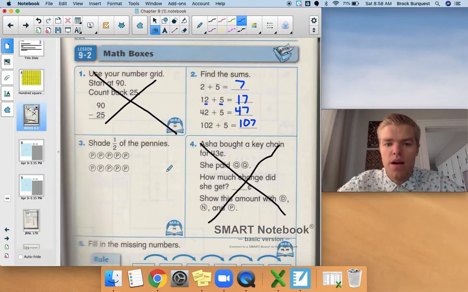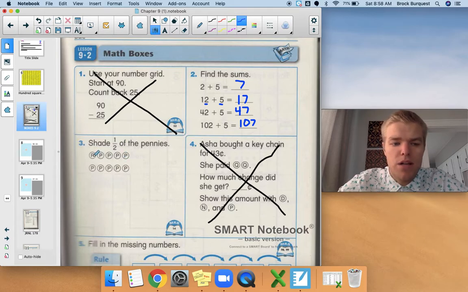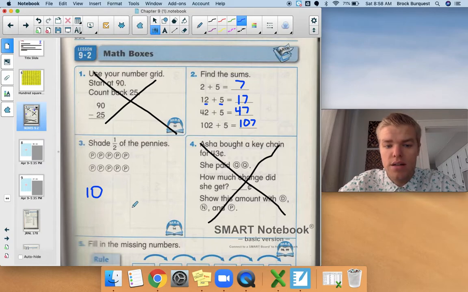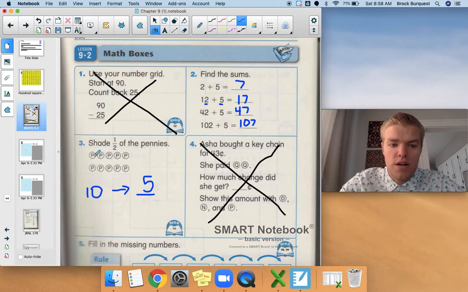Awesome. All right, friends. Number 3 says shade half of the pennies. So I'm going to look, and let's count first. 1, 2, 3, 4, 5, 6, 7, 8, 9, 10. So there are 10 pennies total. Half of that would be what number? What do you think? If you wrote down 5, you'd be right. So we're going to color in 5 pennies.